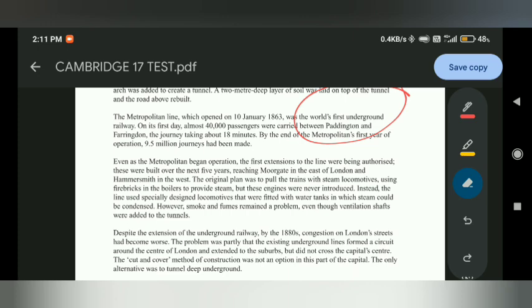So let's take a look in the paragraph. One more tip to solve reading is that the answers are in series manner. Like we found the answer over here, first answer. Now the next answer will be below this one only. So let's read.